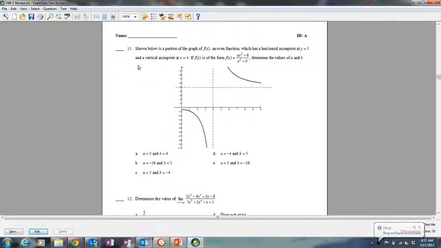This is problem 11 from the homework that is due. It tells us we have a function y equals ax squared plus 8 over x squared plus b. It tells us we have a vertical asymptote at x equals 4, and we have a horizontal asymptote at y equals 5.